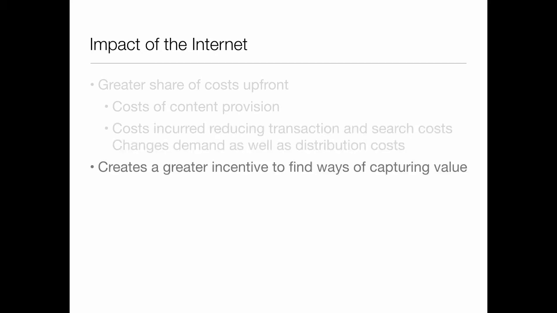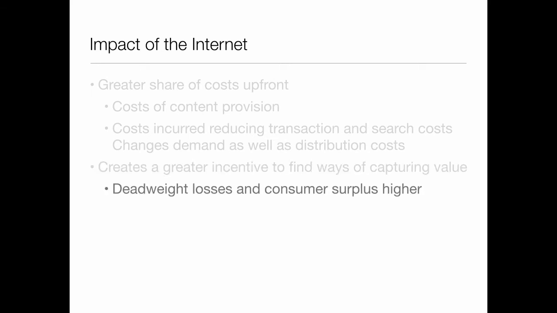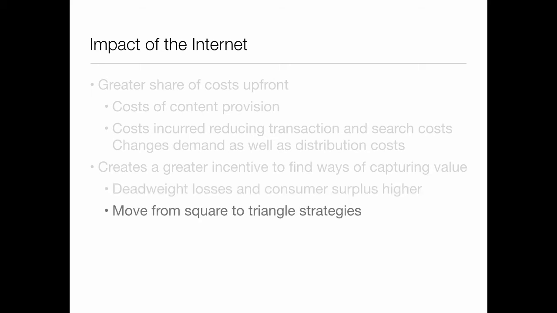The impact of the internet is also to create a greater incentive to find ways of capturing that value. That is, price discrimination. The deadweight losses and consumer surplus that might be achieved are both higher. That is, if you price above marginal cost, there's an even bigger deadweight loss than before because marginal costs are lower. So you want to move from strategies that get you the square or rectangle in our demand diagram to ones that are more triangular.